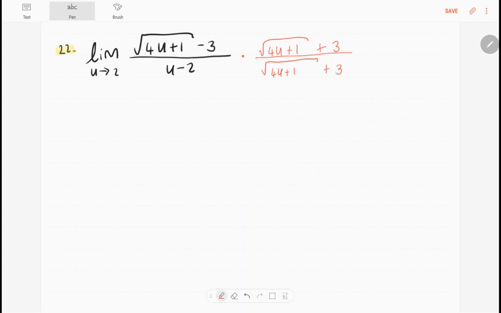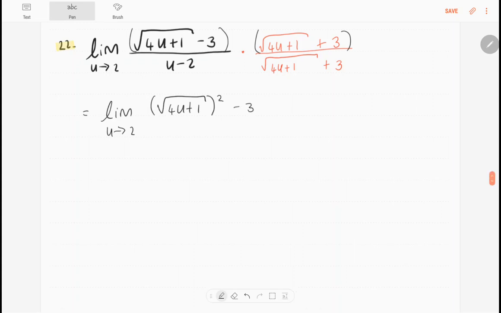So I'm simply multiplying by 1 in another form so that I can manipulate my limit a little bit. This is then equal to the limit as u approaches 2 of, so I'm going to multiply these top two factors, and I'm going to have the square root of 4u plus 1 squared minus 3 squared over u minus 2, and then the square root of 4u plus 1 plus 3.